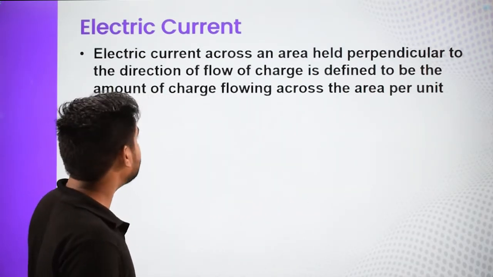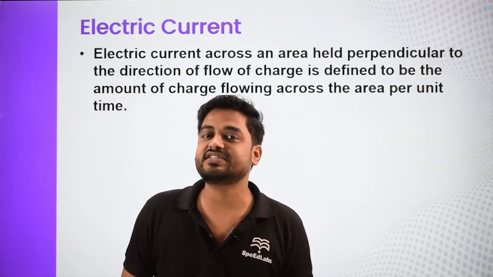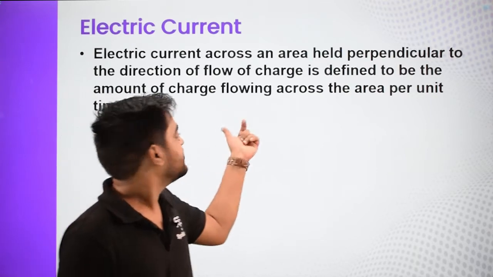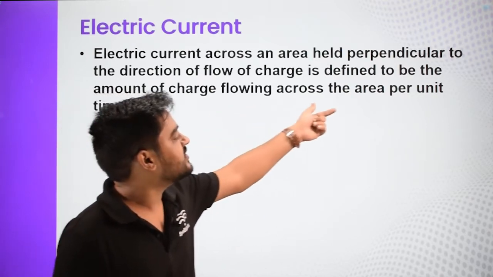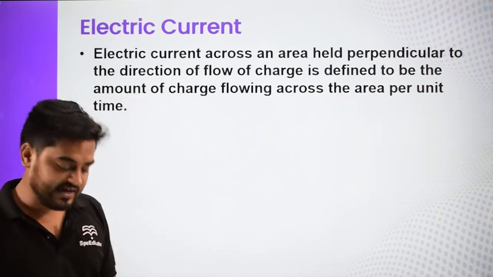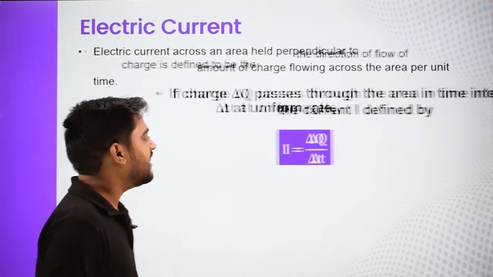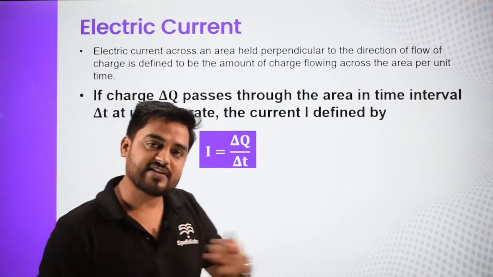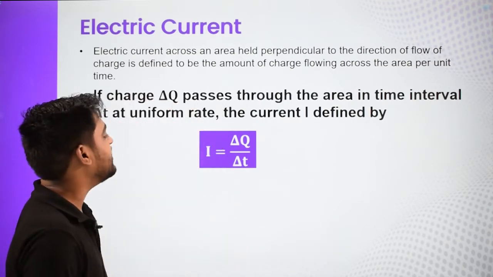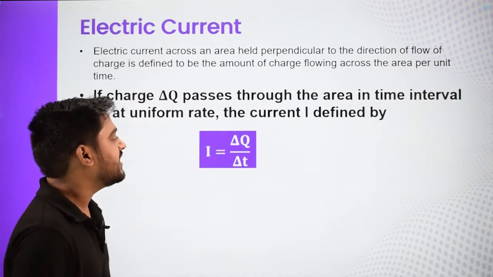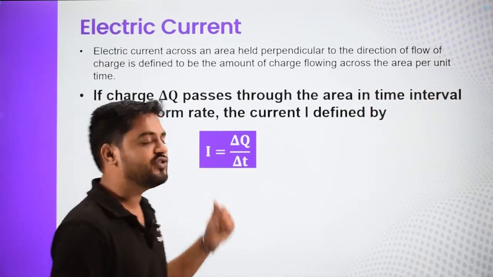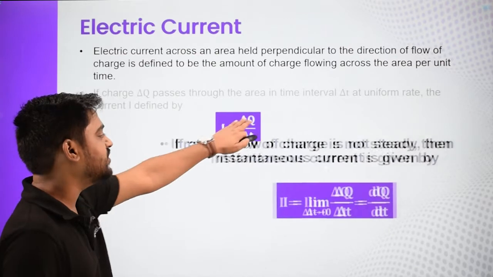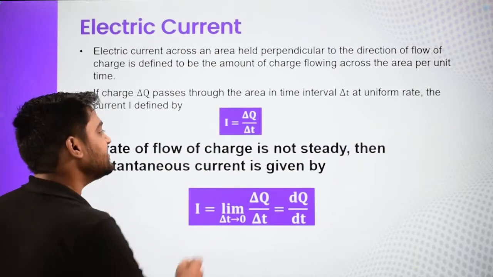held perpendicular to the direction of the flow of charges is defined as the rate of charge flow, or we can say charge flowing across an area per unit time. Now if we define that in mathematical terms, if delta q is the amount of charge passing through that area of cross section in delta t time, then current I is defined as delta q by delta t. This is called our average current. If this is the total charge and this is the total time, then this is the average current.